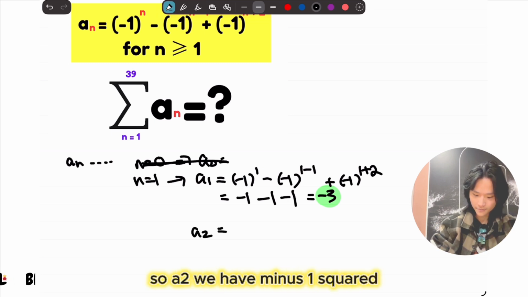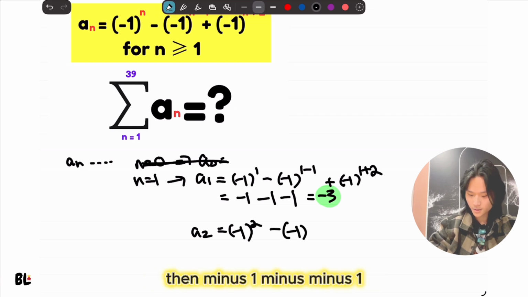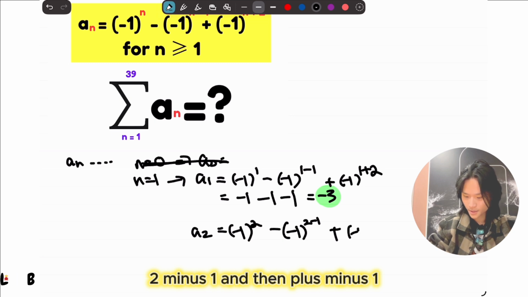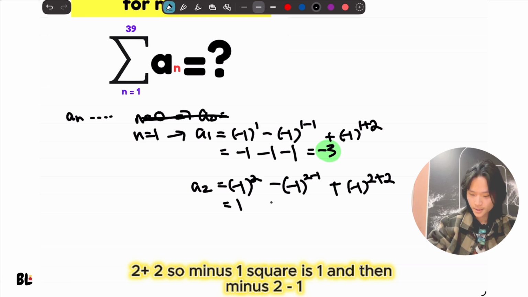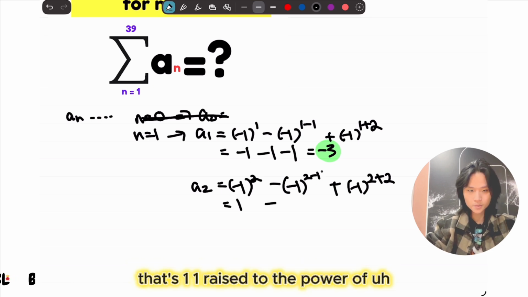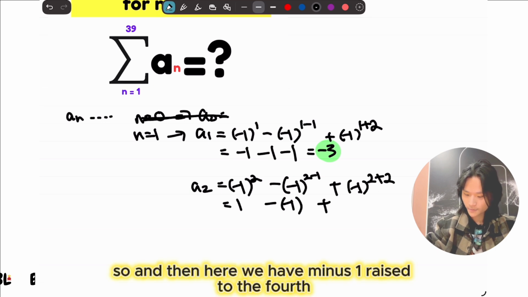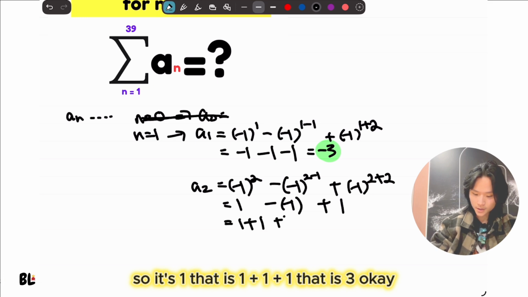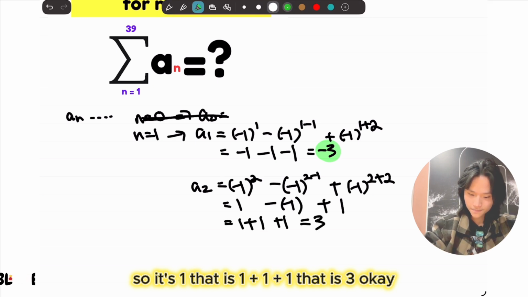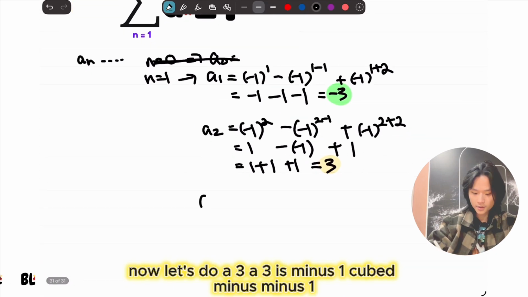Okay, let's find a_2. So a_2, we have (-1)^2, and (-1)^(2-1), and then plus (-1)^(2+2). So (-1)^2 is 1, and then (-1)^1 is just minus 1. And then here we have minus 1 raised to the fourth, so it's 1. That is 1 minus 1 plus 1, that is 1. Okay, let's highlight that.